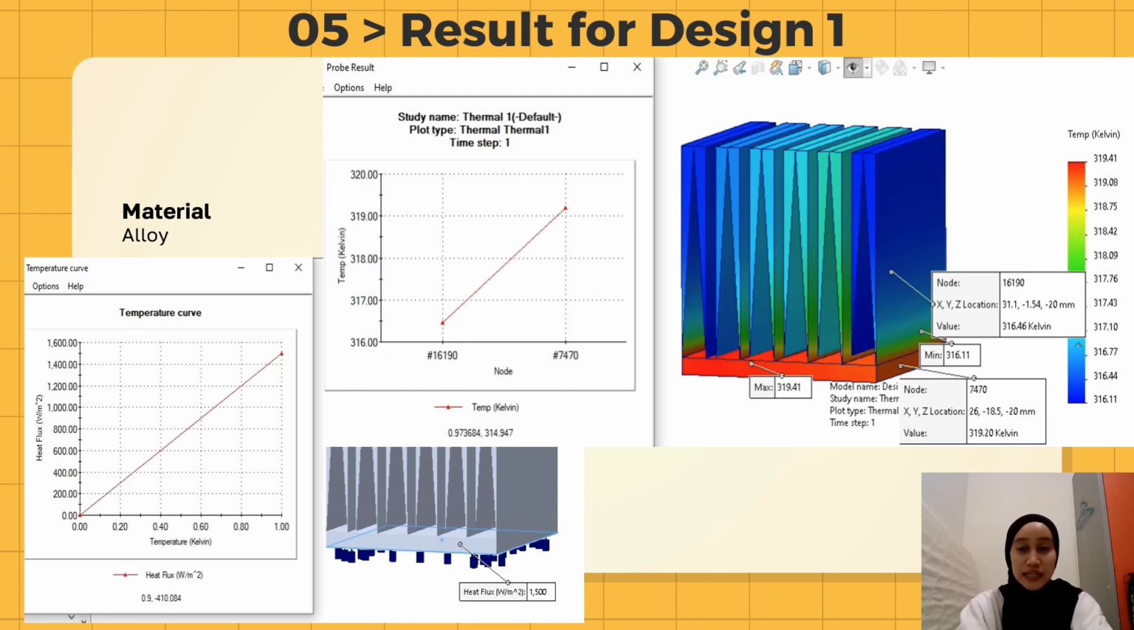Based on this slide, there are two graphs. The first graph shows node versus temperature, and the other one is temperature versus heat flux. Both also show the same characteristic, which is increasing. The colorful design shows the thermal analysis, so we can read the temperature in Kelvin for the maximum and for the minimum, for example, 319.41 Kelvin and 319.11 Kelvin. The other design picture is the sum diagram for the heat flux that we use based on the procedure given.